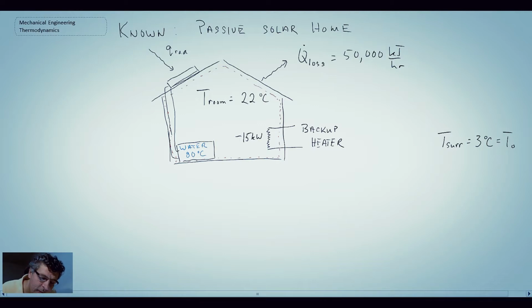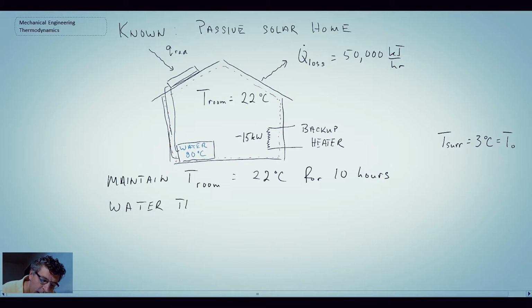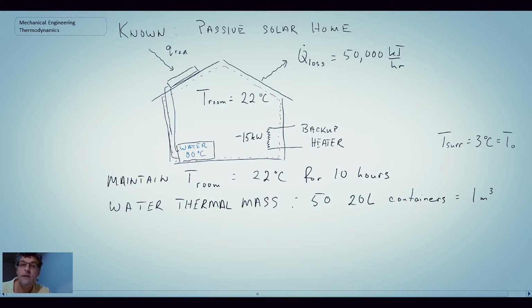So what are we after? We're trying to maintain T room equals 22 degrees C for 10 hours during the night, and the water thermal mass consists of 50 20-liter containers. If you look at this, that turns out to be 1 cubic meter of water that we have in those containers.